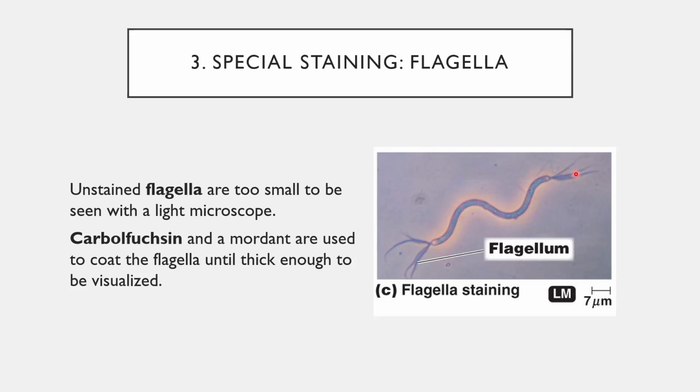Normally, flagella are too fine and too small to be seen using a normal light microscope. However, they can be visualized using a special stain that applies carbol fuchsin and a mordant to coat the flagella and essentially increase its diameter until it is thick enough to be visualized under the microscope. As you can see right here in this particular bacterium, we have not one but multiple flagella that are present on either end of the cell. This leads us to checkpoint number 5.